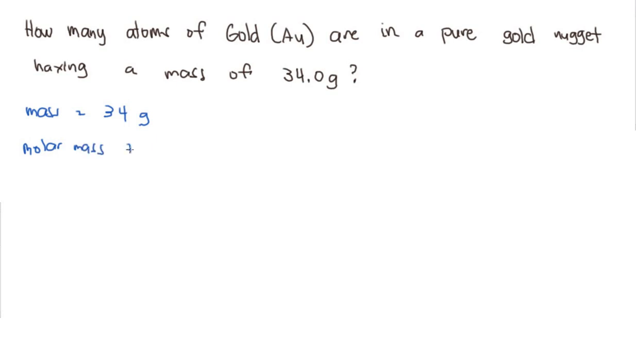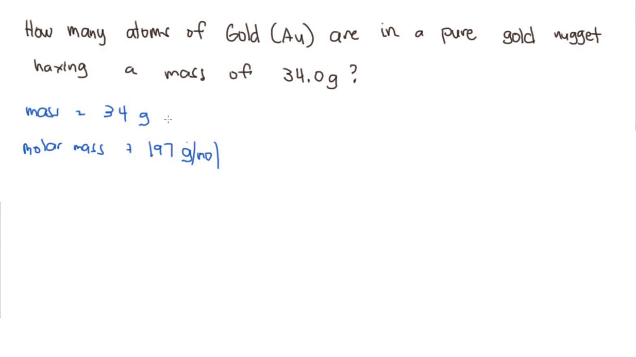The molar mass of gold in the periodic table is 197 AMU. Therefore, this is the grams per mole, or the molar mass of the gold, since gold is an element. So you have there the grams per mole of AMU.